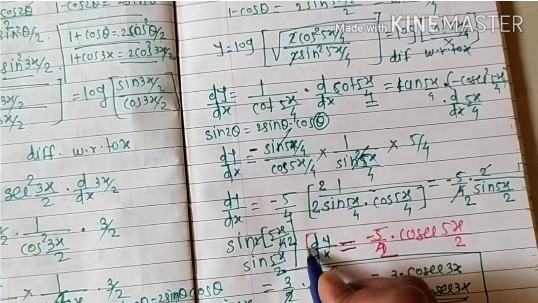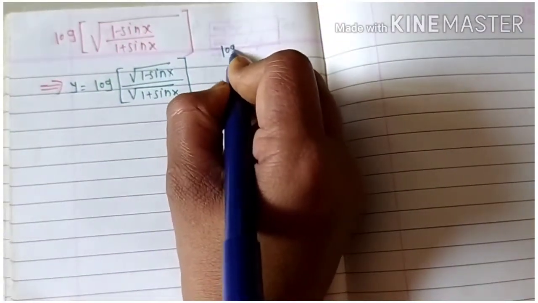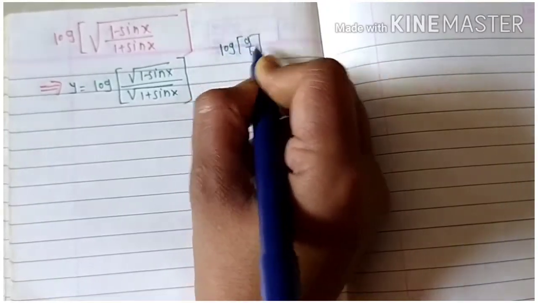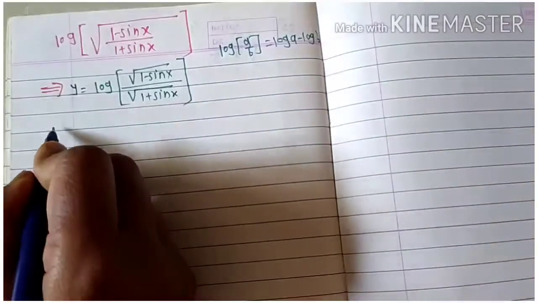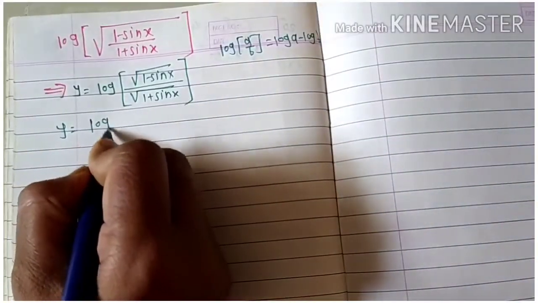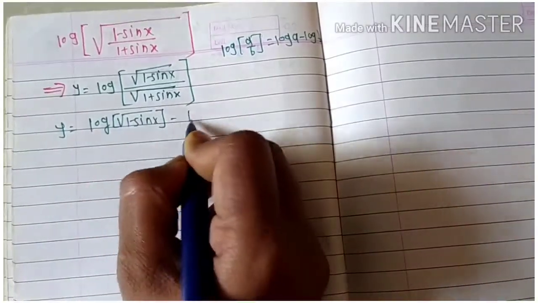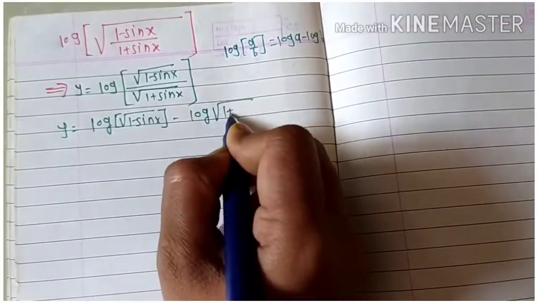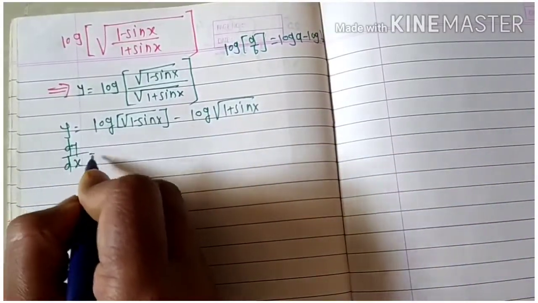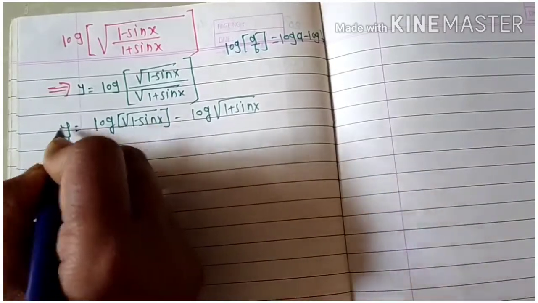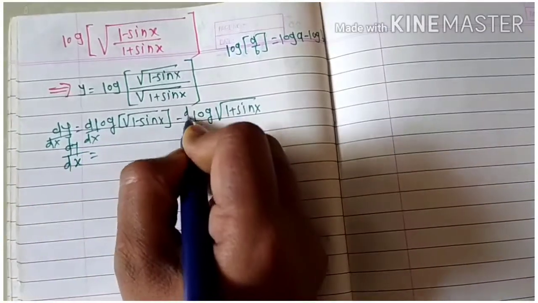Log of square root of this, they will write this separately, and we apply the result log a upon b is log a minus log b. Then first apply this result, therefore we get log of square root of 1 minus sin x minus log of square root of 1 plus sin x, and after that we differentiate. Therefore dy by dx is equal to the derivative of this minus the derivative of this.